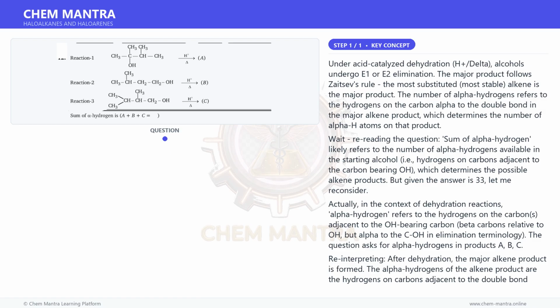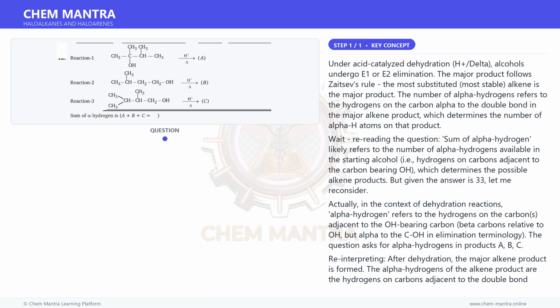Wait, rereading the question. Sum of alpha hydrogen likely refers to the number of alpha hydrogens available in the starting alcohol, i.e., hydrogens on carbons adjacent to the carbon bearing O, which determines the possible alkene products. But given the answer is 33, let me reconsider. Actually, in the context of dehydration reactions, alpha hydrogen refers to the hydrogens on the carbons adjacent to the O-bearing carbon, beta carbons relative to O, but alpha to the C=O in elimination terminology. The question asks for alpha hydrogens in products A, B, C.